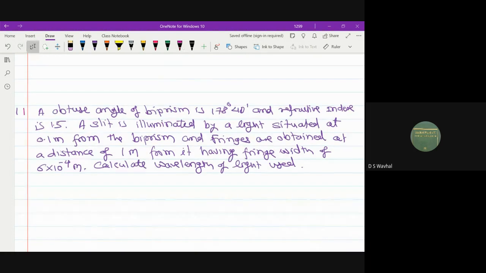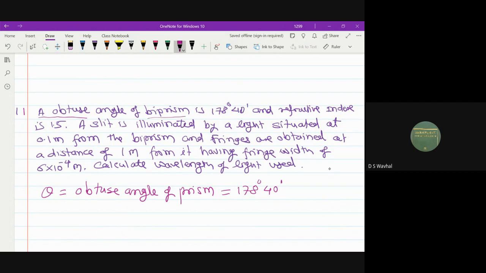Okay, let us go to the next one. Now this is on biprism. An obtuse angle of biprism is 178 degree 40 minutes. Let us say theta is the obtuse angle of the prism, and that angle is 178 degree 40 minutes. The refractive index of the prism is given, that is 1.5.